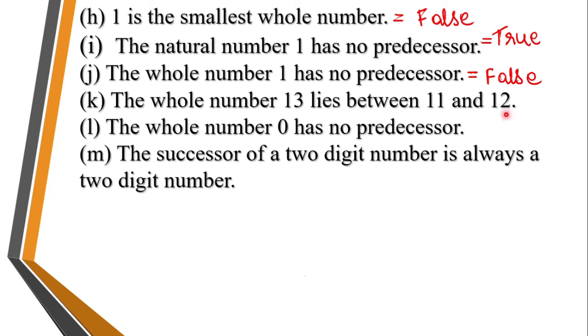Now the next statement which we have is, the whole number 13 lies between 11 and 12. Now, if we start from 10, after 10 we have 11 and 12 and then 13. So you can see 13 is coming after 12, not between 11 and 12, right? 13 doesn't come between 11 and 12. It comes after 12. So we can say this statement is false.